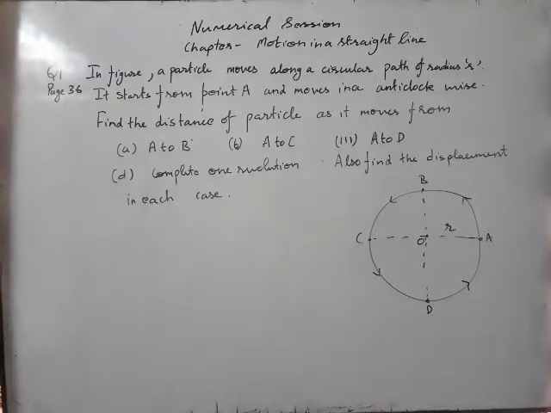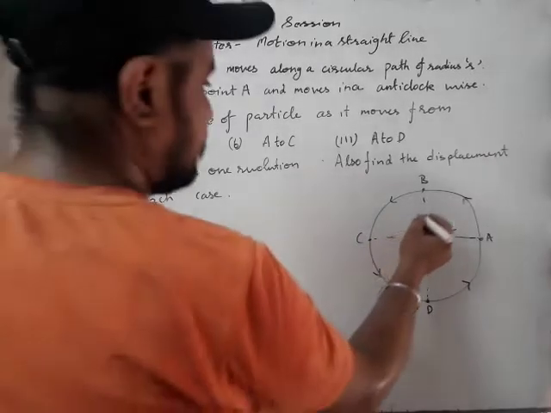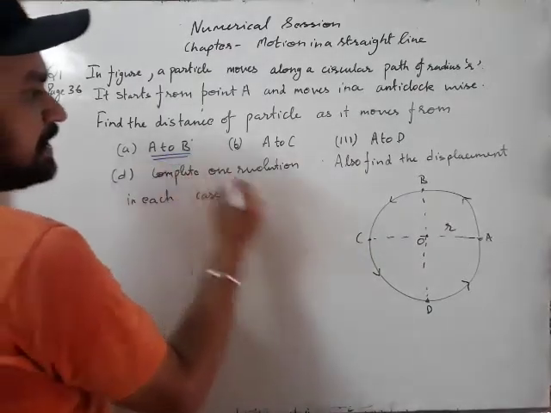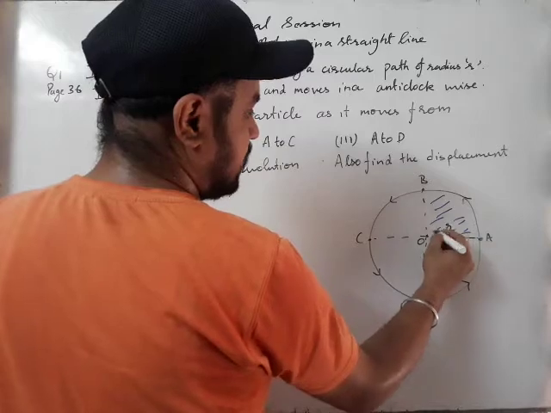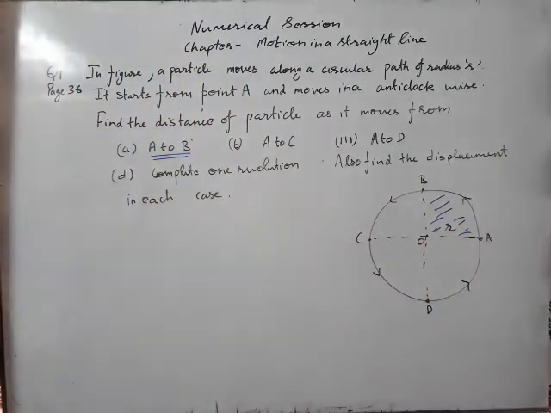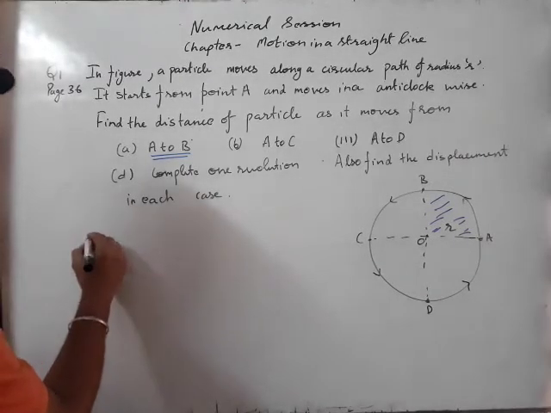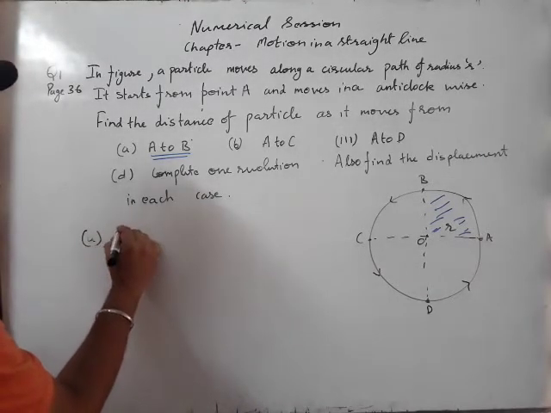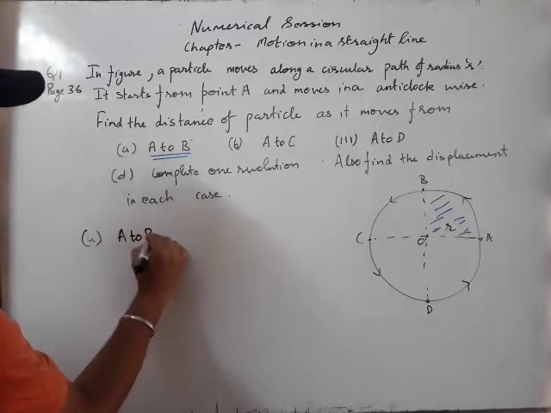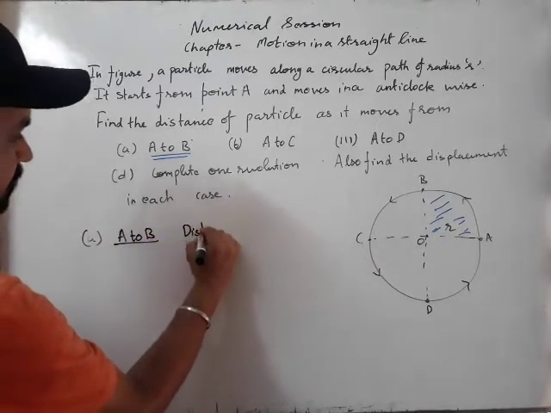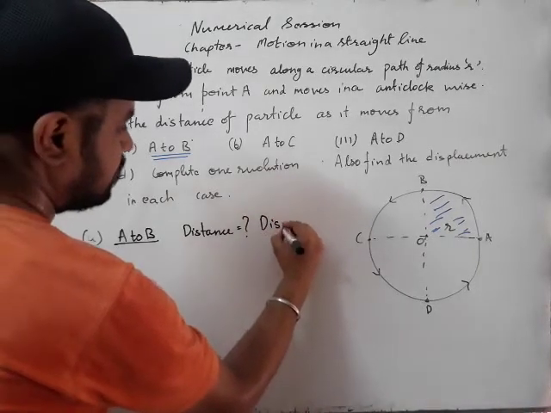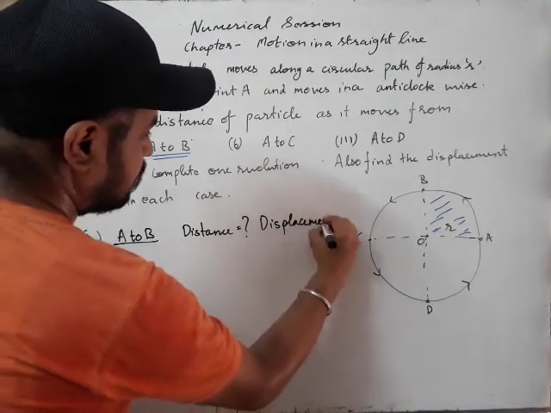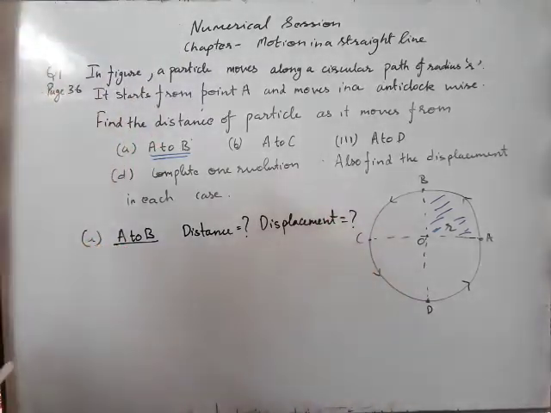If we consider the first part, part A belongs to which region? A to B. A to B region is this. Let me darken it. If the particle moves from A to B, in part A we have to find the A to B distance and displacement. These two things we have to find.